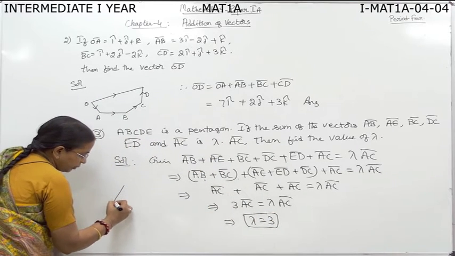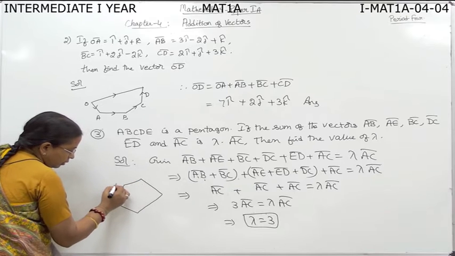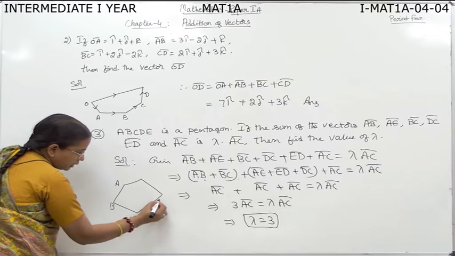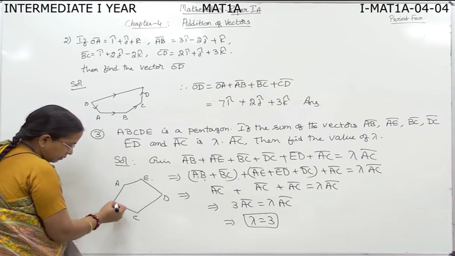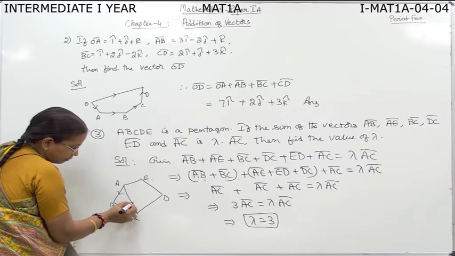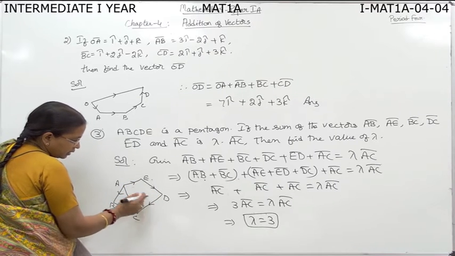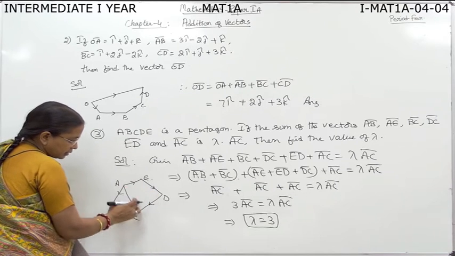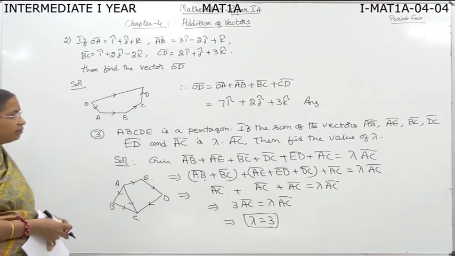When you draw the pentagon, A, B, C, D, E is a pentagon. So AB plus BC is AC. And again AE plus ED plus DC is AC again. So like this we do the problem.